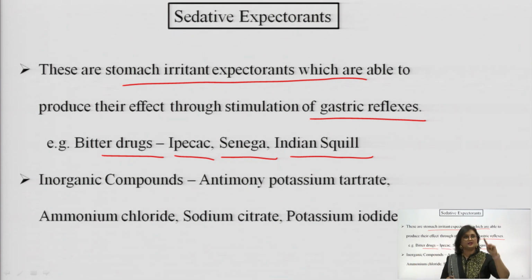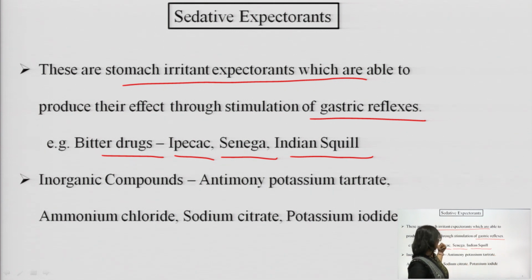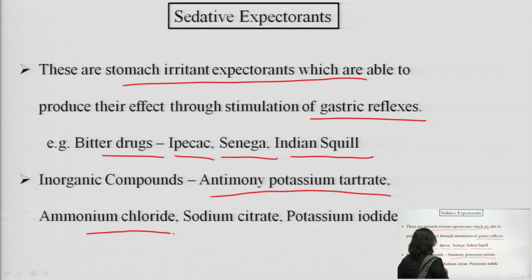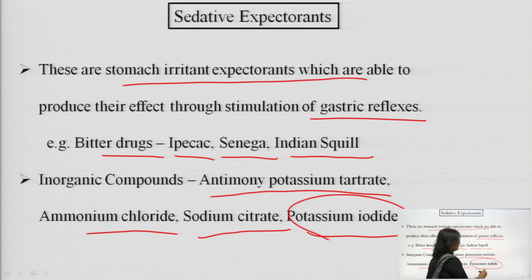Thing to remember, how does a sedative expectorant show its action? By stimulating the gastric reflexes. Natural compounds which belong to the category of sedative expectorants are Ipecac, Senega, Indian squill. Now, moving on towards inorganic compounds which act as sedative expectorants. For example, antimony potassium tartrate, ammonium chloride, sodium citrate and potassium iodide. These are a few examples of inorganic compounds which might act as sedative expectorants.